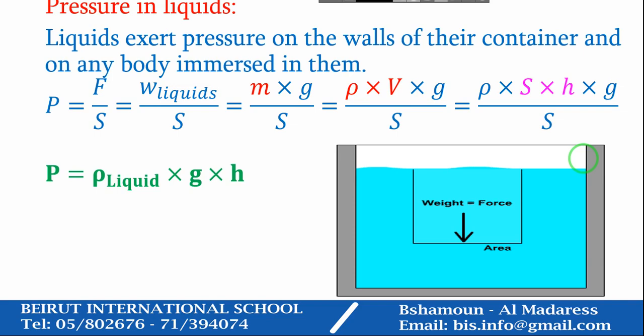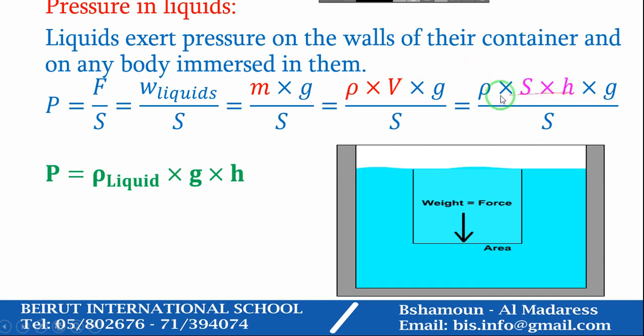As we know, pressure equals F over S. So, the force exerted in this case will be the weight of the liquid. Weight means M times G, over the surface area. M, we all know, is density times volume, times gravity, over S. The red one, M, equals density times volume. What about volume? Volume equals that in purple.